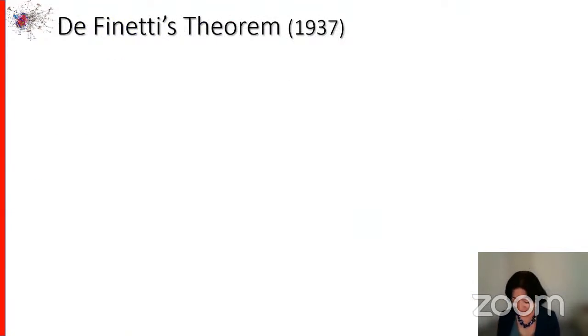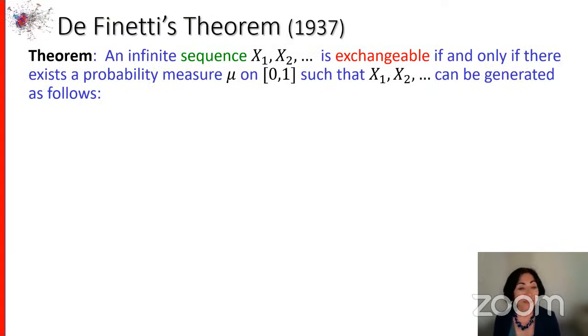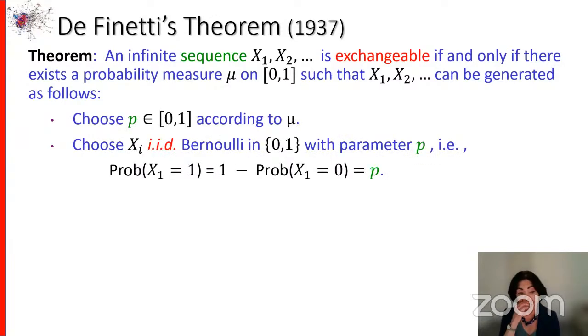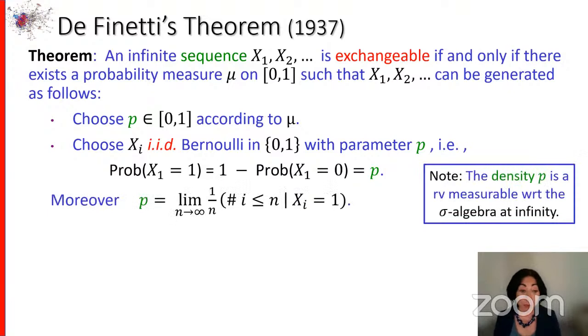They are conditionally independent. So de Finetti's theorem says that an infinite sequence is exchangeable if and only if there exists a probability measure mu on [0, 1] such that the sequence can be generated as follows. First, we choose some parameter p according to this measure mu. And second, we choose xi iid Bernoulli with parameter p. And of course, then, as we know, the probability of x1 equal to 1 is just p. Okay, so p makes it feel like an independent sequence. And moreover, p can be written as a random variable which is measurable with respect to the sigma algebra at infinity.